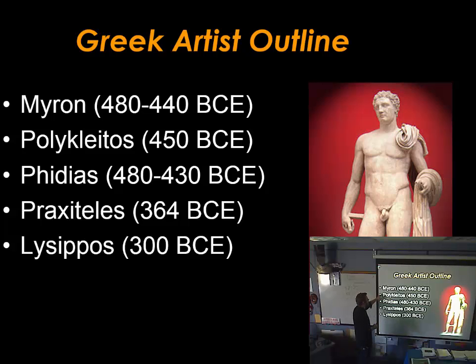Myron is sort of the earlier one, kind of helping us think about the natural or the anatomy. Polycletus develops mathematics along with the anatomy and suggests the first canon. The canon of form or the canon of beauty being built within the human form. This is Polycletus's discovery.